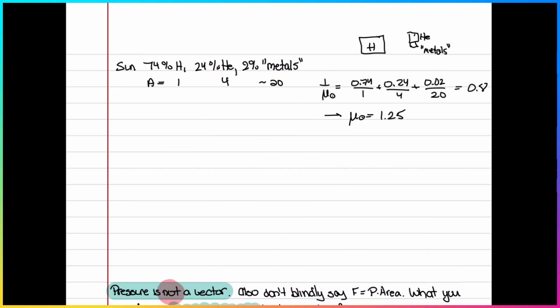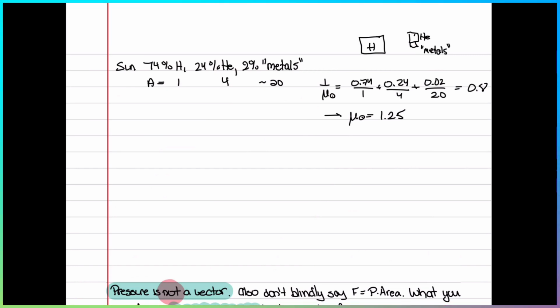So the average particle has a mass that's a little bit more than hydrogen, which makes sense since roughly 75% of the mass is hydrogen. So the average mass is going to be closer to hydrogen's mass.